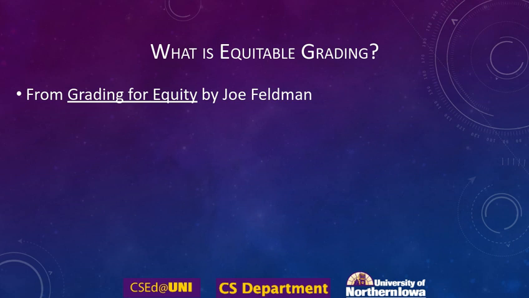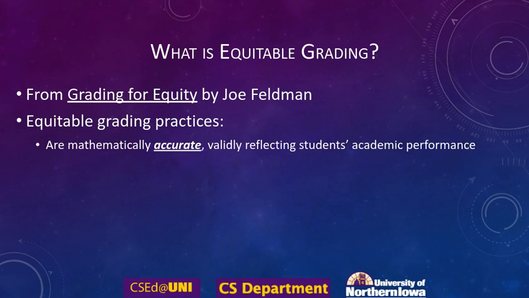The key idea is that equitable grading consists of practices that satisfy three particular categories. These practices should be, number one, mathematically accurate. That is, they should reflect a student's academic performance. So if two students have the same score, then they would have the same performance, or should demonstrate the same capabilities.